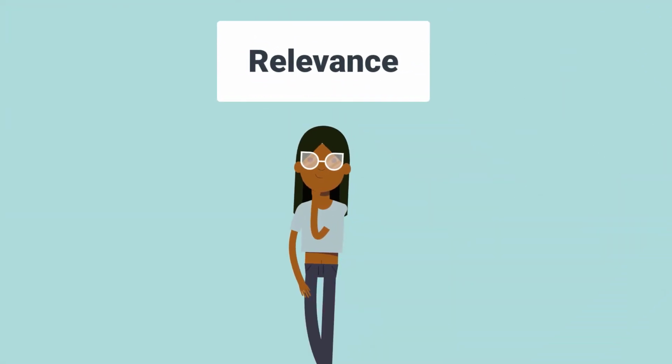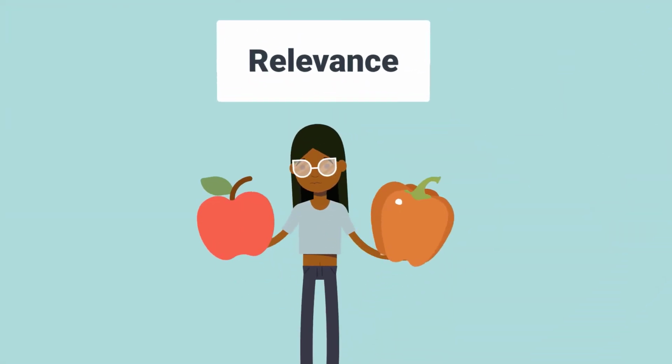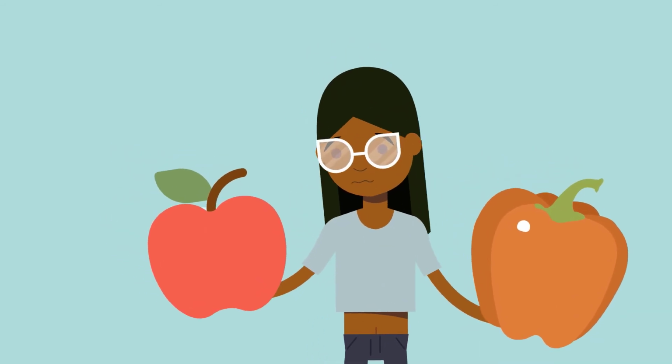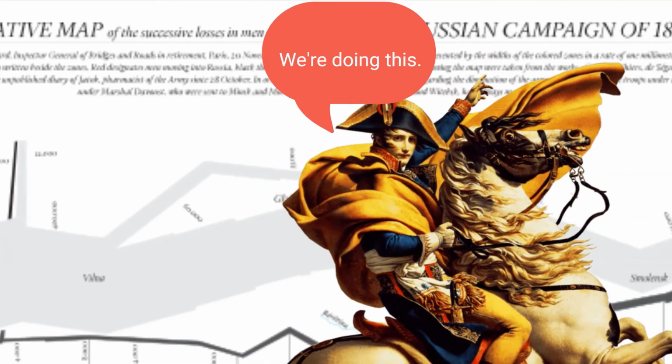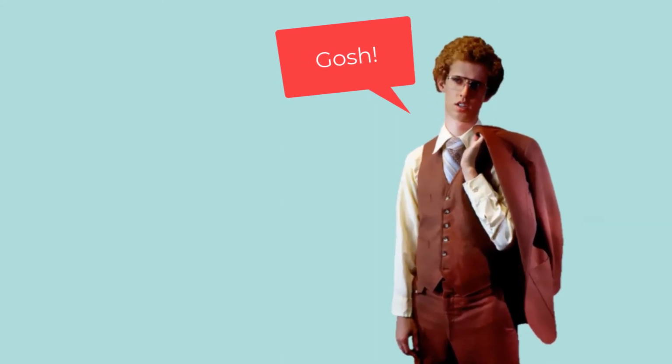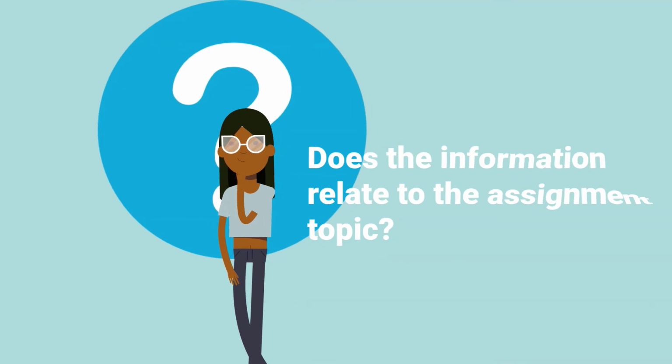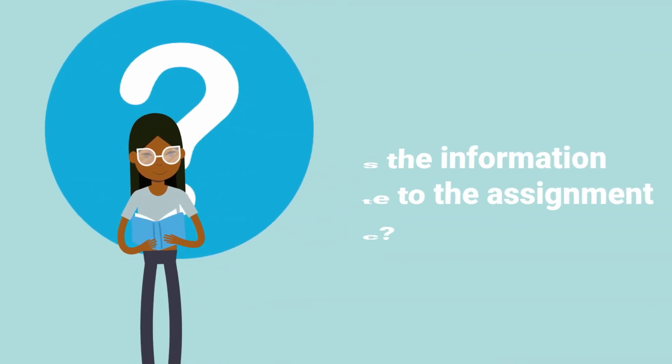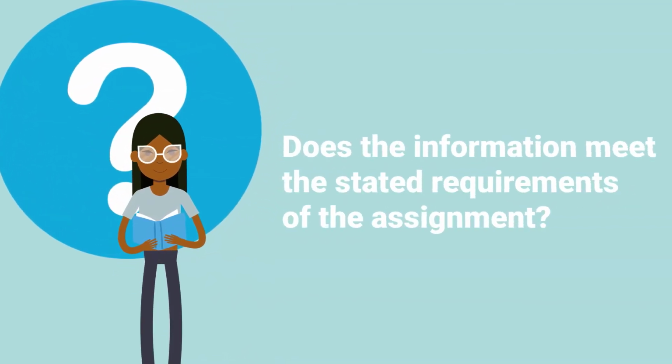Relevance. Relevance is important because you're expected to support your ideas and arguments with pertinent and on-topic information. A source detailing Napoleon's exploits in Russia wouldn't be very helpful for a paper on the indie classic Napoleon Dynamite. Gosh! So ask yourself, does the information you're about to cite relate to the assignment topic? And does the information meet the stated requirements of your assignment?